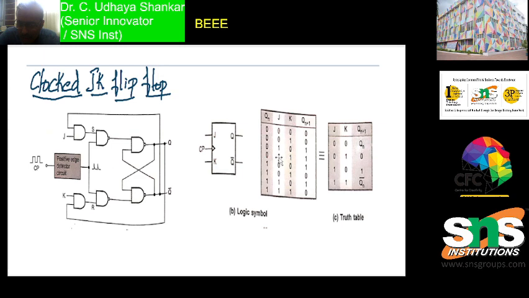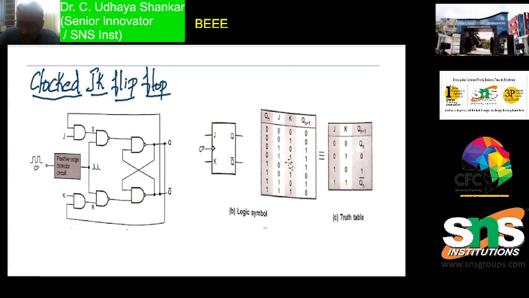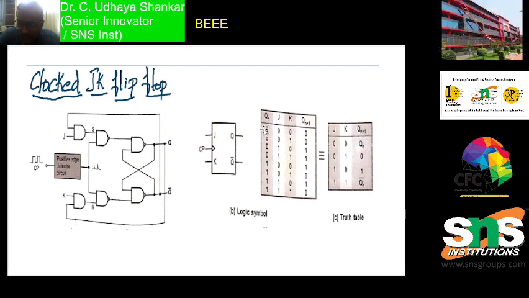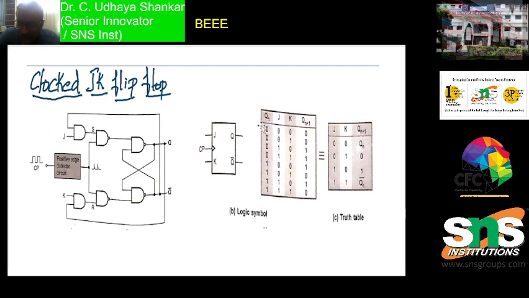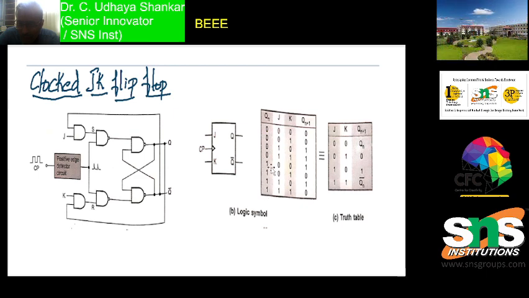In the next two states, Qn is 0, whereas J is 1 and K is 0 and 1. From this you can see that when J is 1, whatever the state of K, even if it is 0 or 1, the output Qn plus 1 is 1. Is it clear? These four states describe how Qn plus 1 is obtained when Qn is 0. Next we will discuss what happens when Qn is 1.